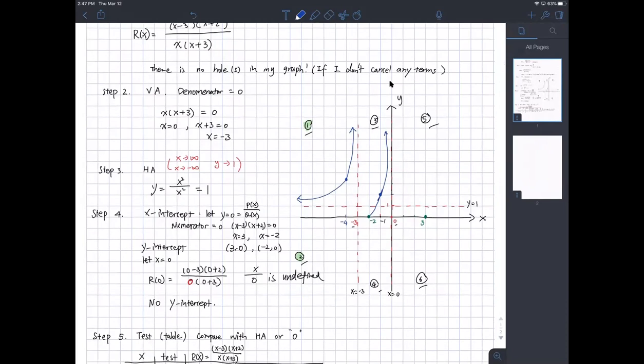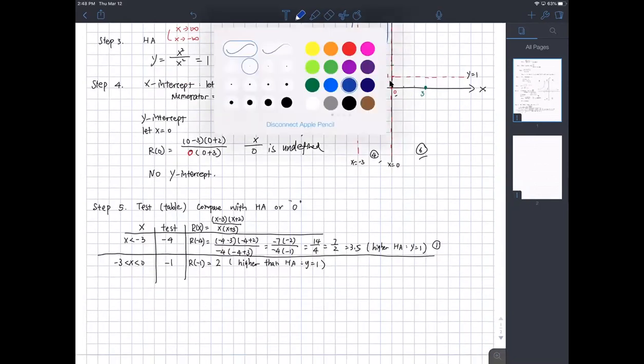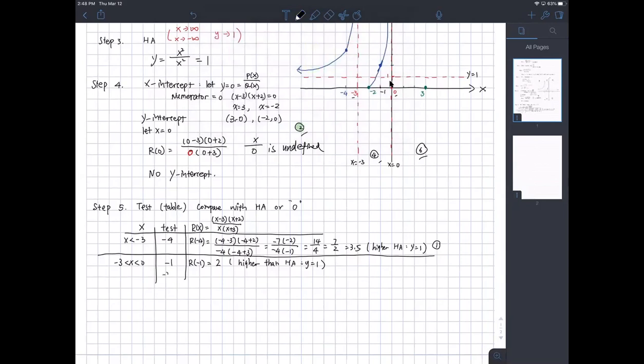All right, and then this is my -2 to 0. But this thing right here is I don't know what happened between -3 to -2 right here. So this is what I don't know. So now in this case, I'm going to try something else. I'm going to try another number. I'm going to try -2.5 right here.